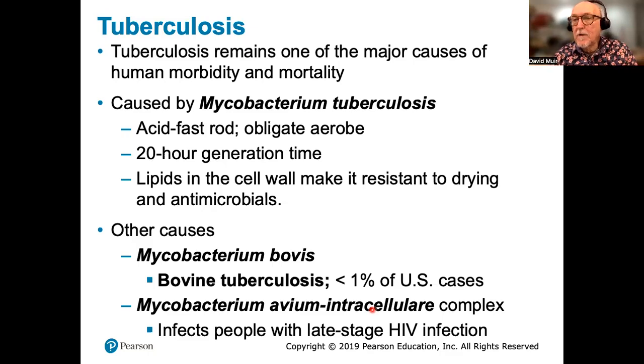It's been recorded even in fossilized human ancestors' bones. So it has been around for many hundreds of thousands of years in the human population. And it's caused by a bacterium, Mycobacterium tuberculosis. And you'll remember, mycobacteria are fundamentally gram-positive, but they have an additional component in the cell wall, which is a waxy substance called mycolic acid.